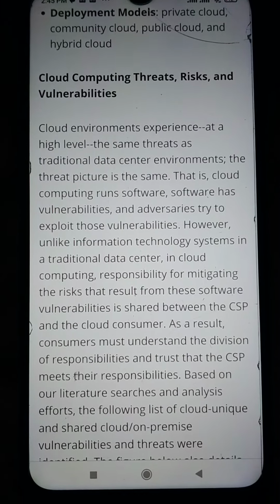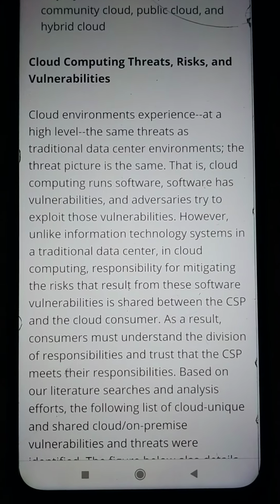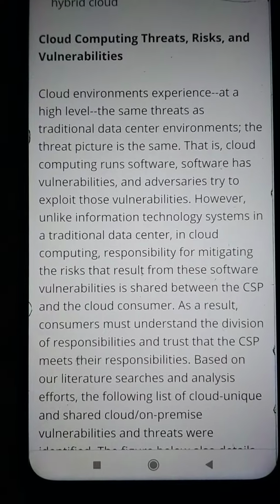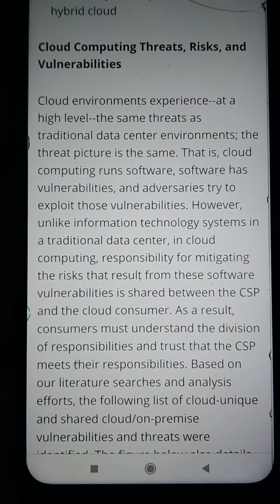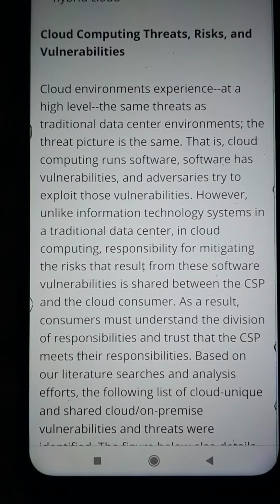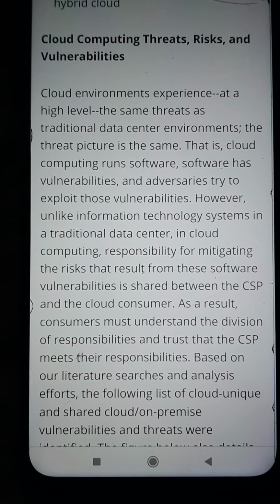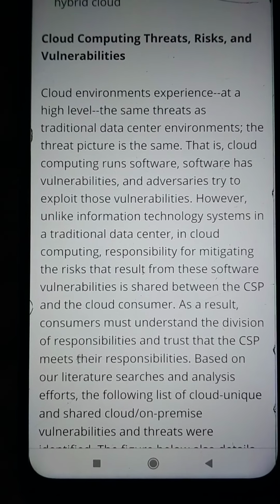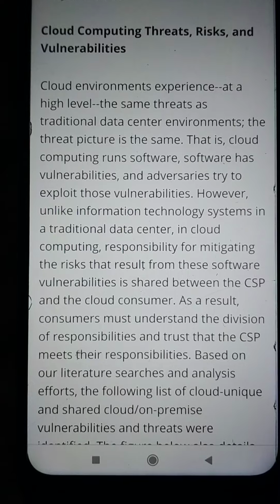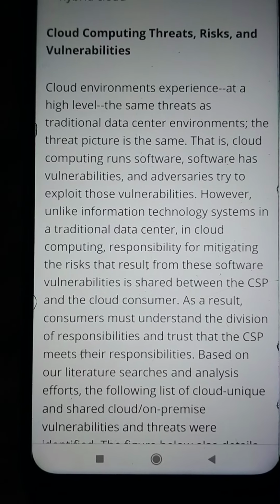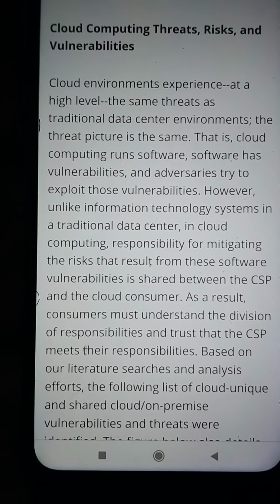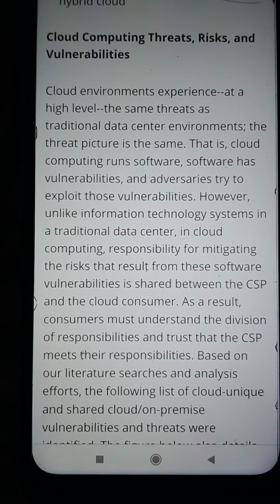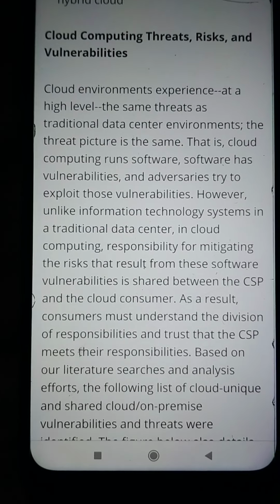Okay, the next heading is cloud computing threats, risks, and vulnerabilities. Cloud environments experience, at a high level, the same threats as traditional data center environments. The threat picture is the same: computing runs software, software has vulnerabilities, and adversaries try to exploit those vulnerabilities.